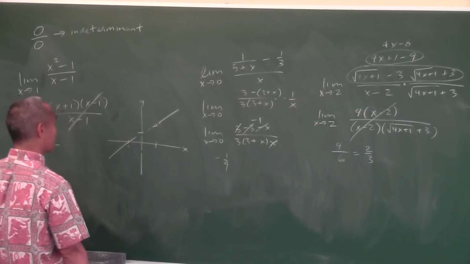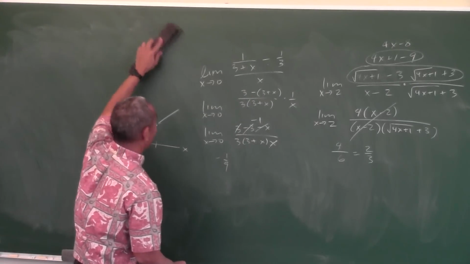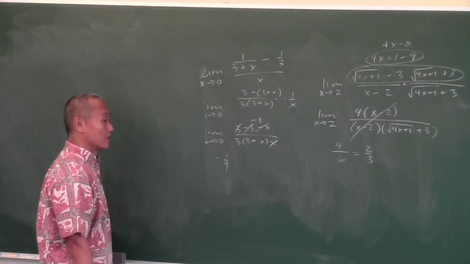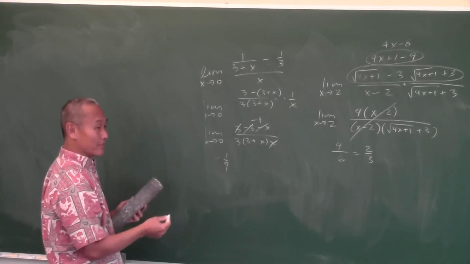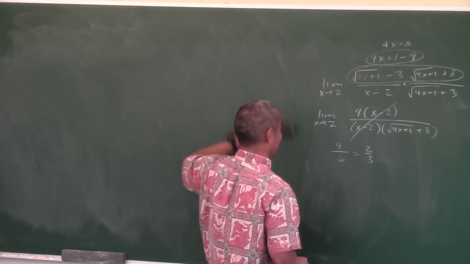How come I was thinking 2, but there was a 0 there? Okay, so does everybody understand? The first thing you do is you try and simplify it. These are the different techniques of simplifying. Okay, let's look at another one.